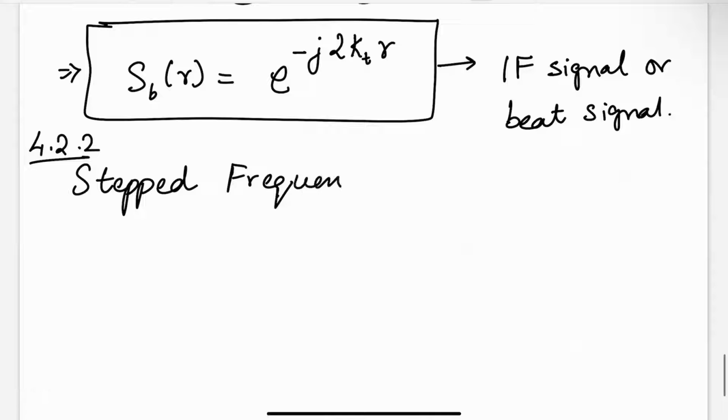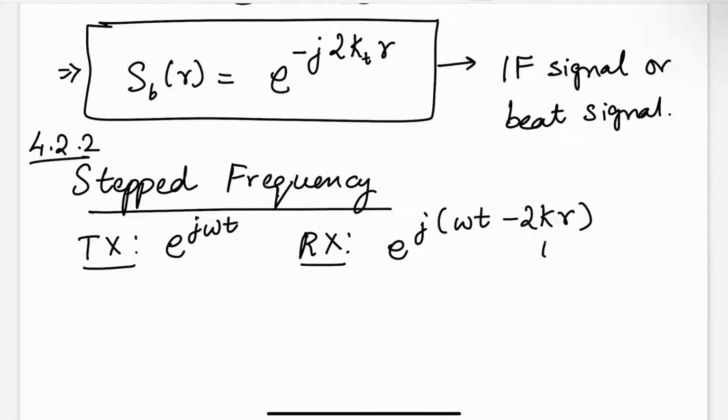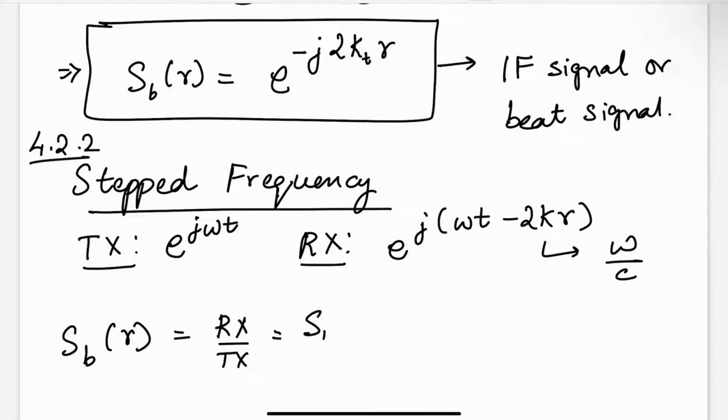Step frequency. Okay. So we saw that in step frequency radars, my TX signal is e^(jωt), and my RX signal is e^(j(ωt − 2kR)), where k was ω over c. And then you can basically just divide the two. So then S_B(R) for step frequency would just be the RX over TX, which is just S11 if you're using a network analyzer.